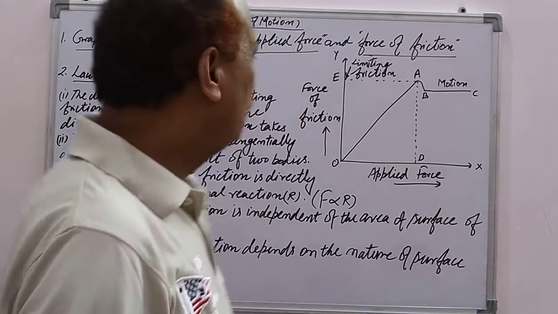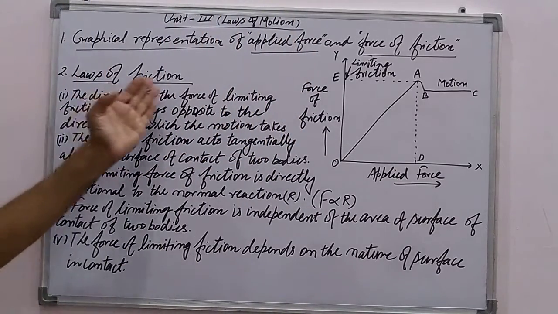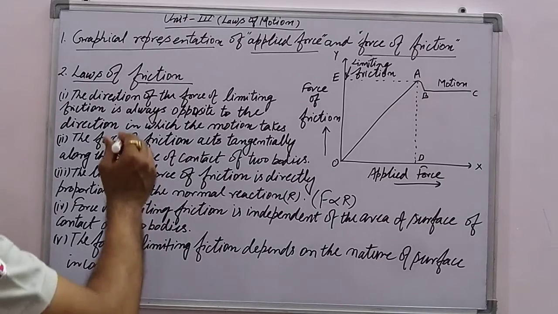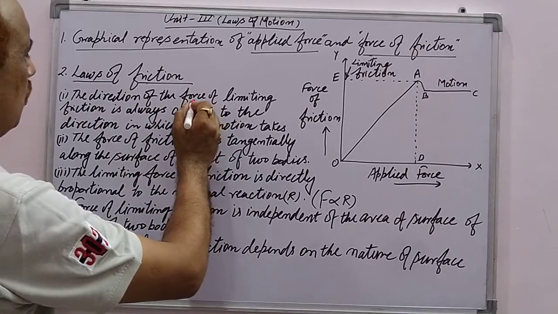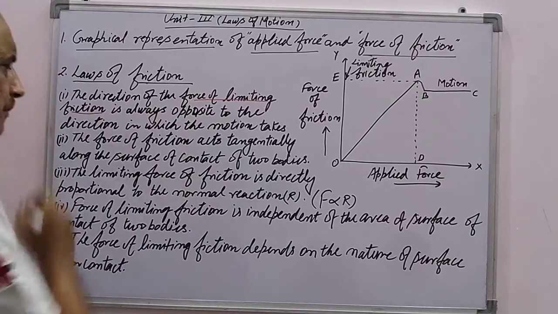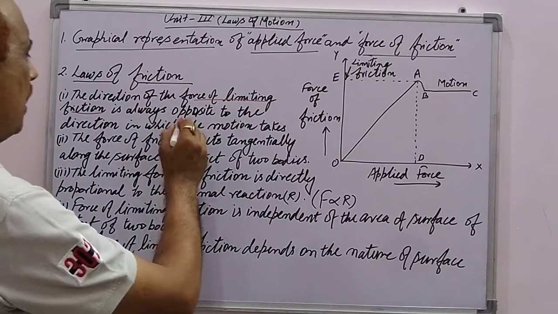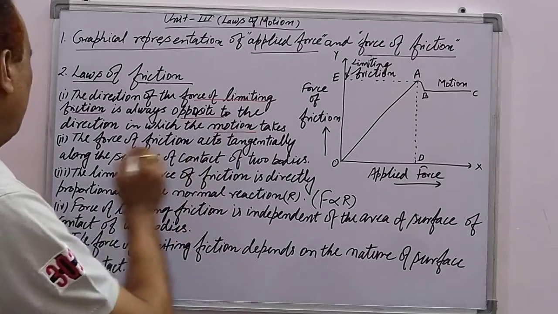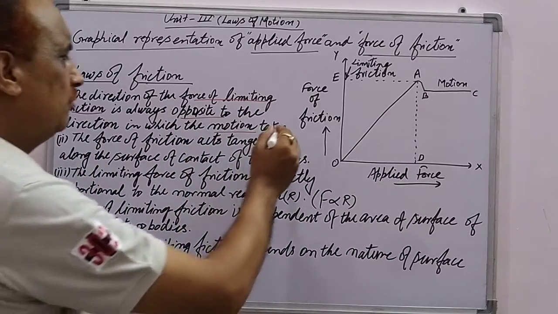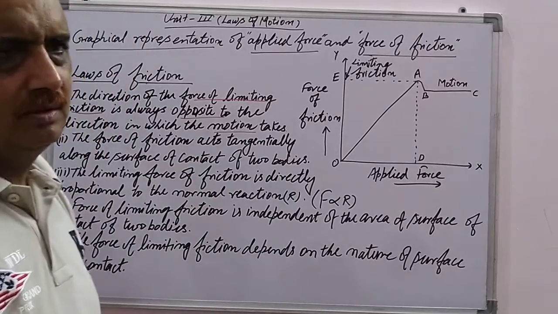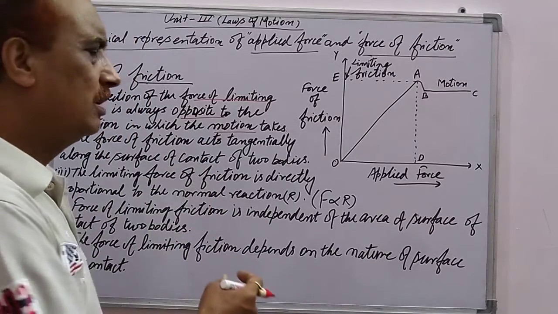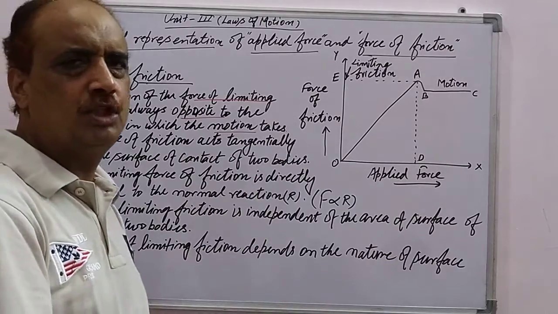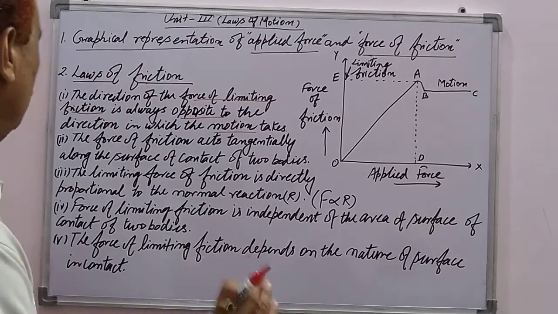Now after that we discuss the laws of friction. The first law of friction is that the direction of the force of limiting friction is always opposite to the direction in which the motion takes place. So when the body comes in motion, the force of friction, in terms of the limiting force of friction, is always acting opposite to the direction of the motion.